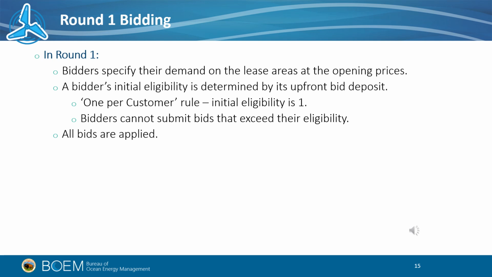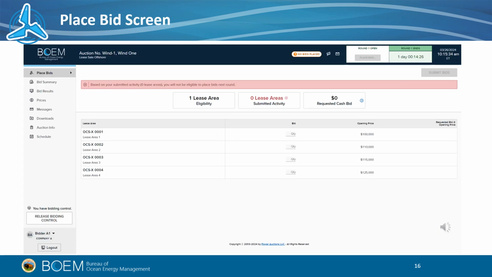The eligibility will be updated after each round to indicate the bidder's eligibility status to bid. All bids submitted in Round 1 are applied. If a bidder does not submit a bid in Round 1, the bidder will lose its eligibility to bid in subsequent rounds and will be locked out of the auction system. This slide shows the place bid screen for Round 1.